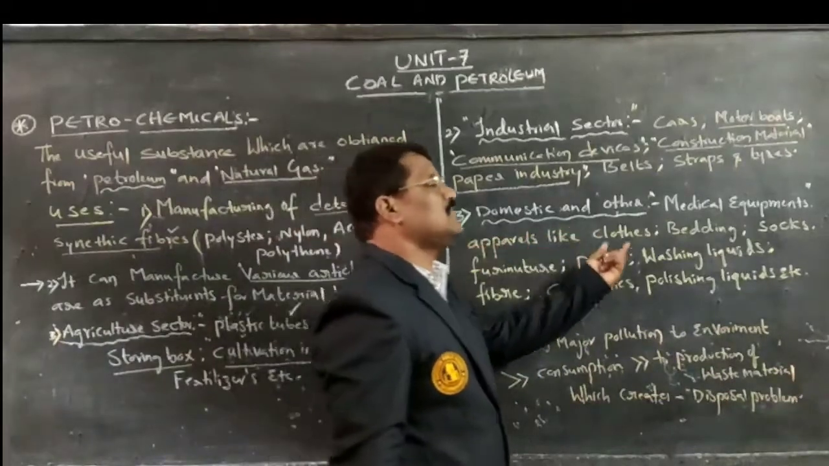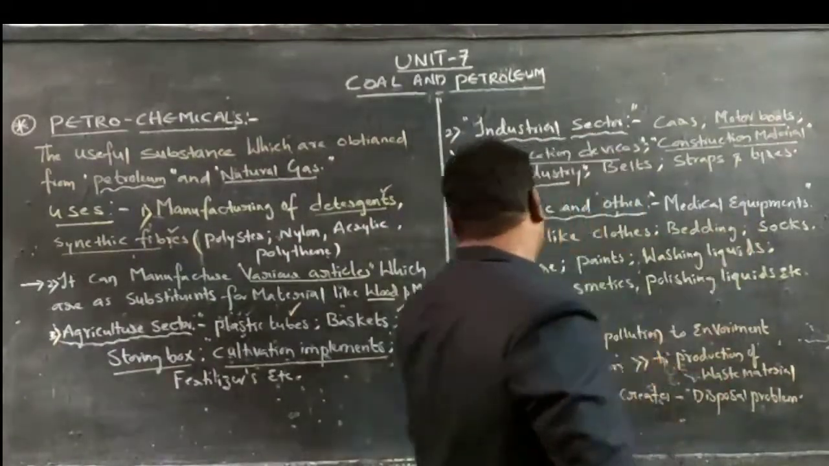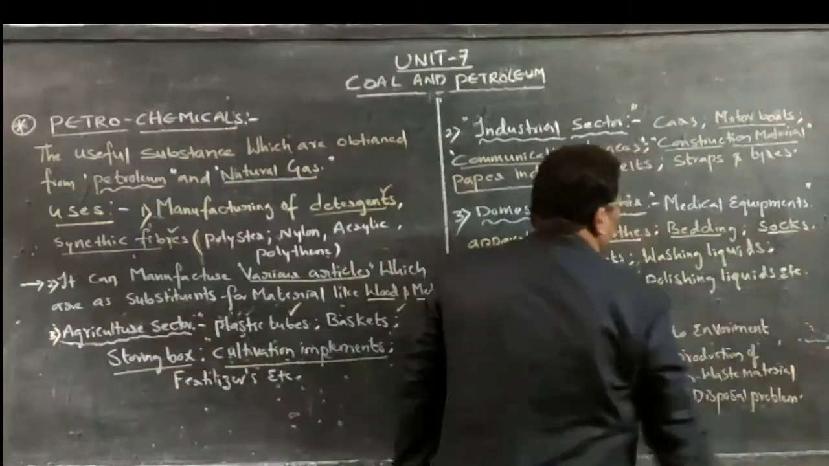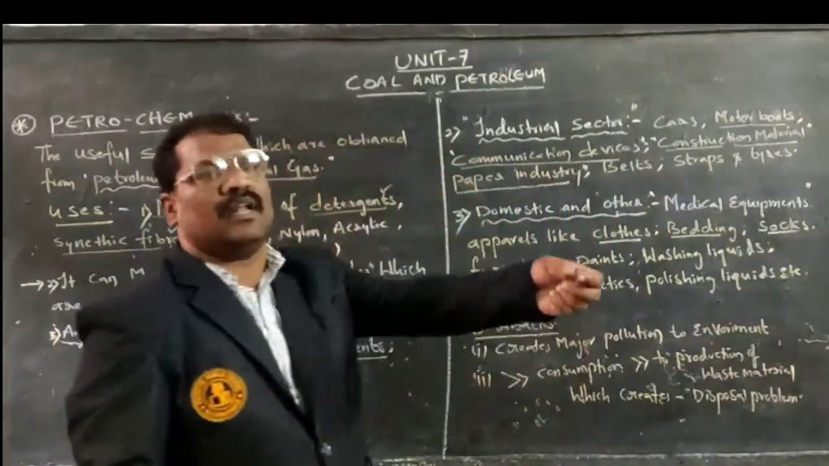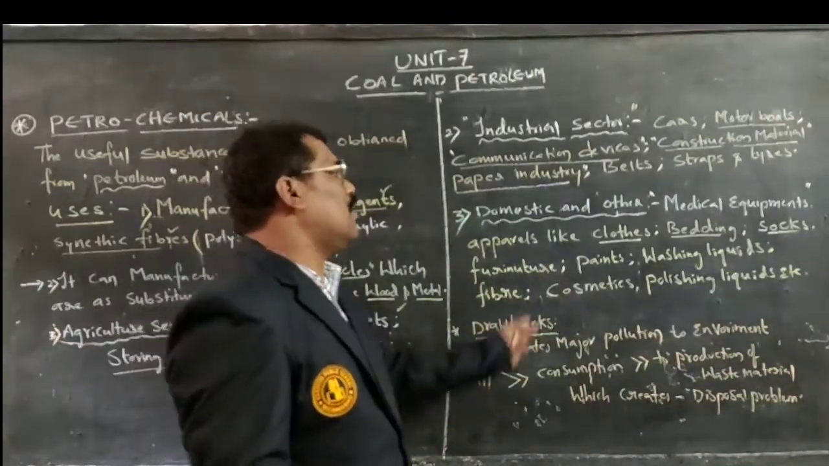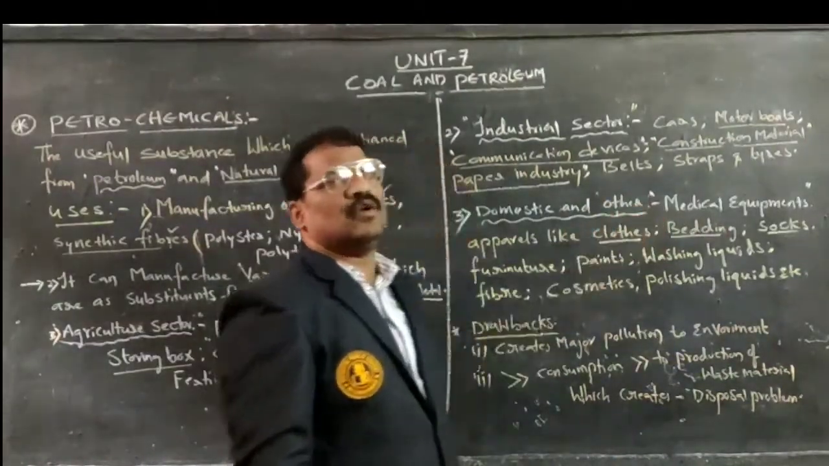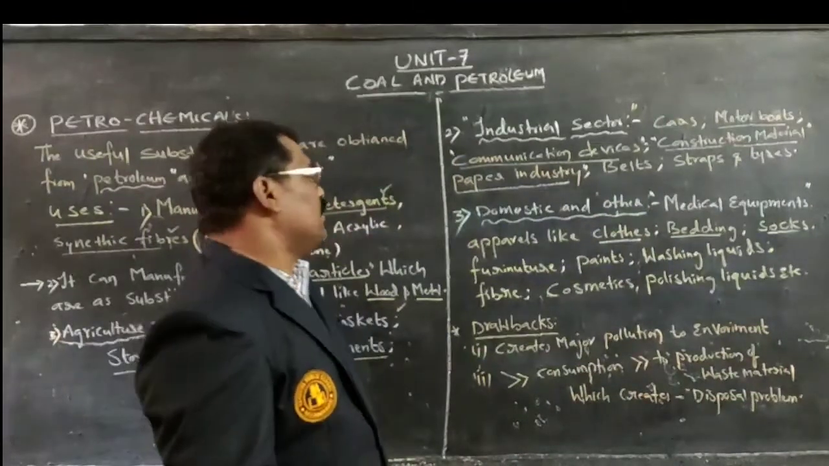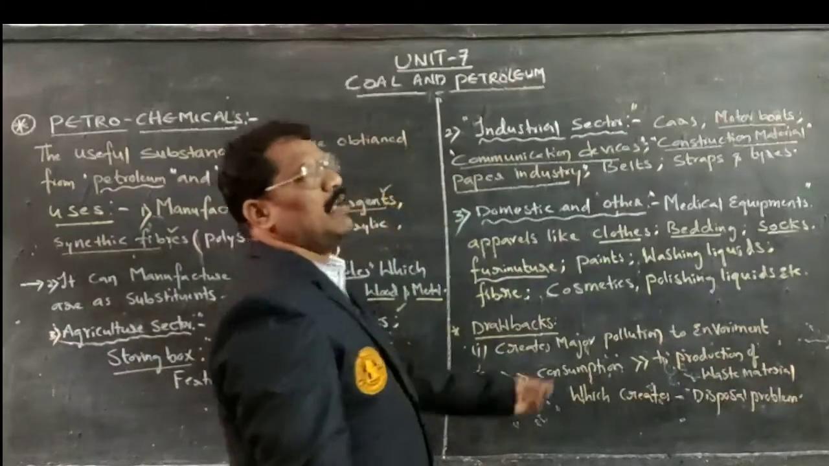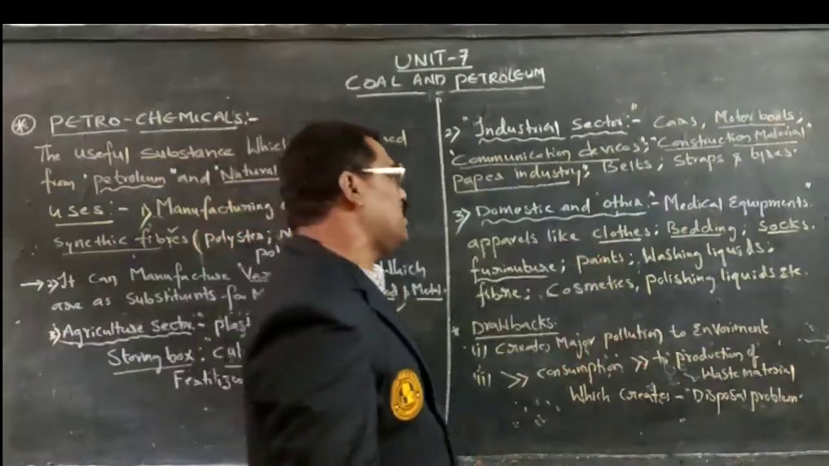Next one is apparel: clothes, bedding, socks. The clothes we are wearing, the material used to prepare a bed, the socks we are wearing, they are all made up of petrochemical products. Furniture, what else are we using now? Furniture is also a material of petrochemical product.